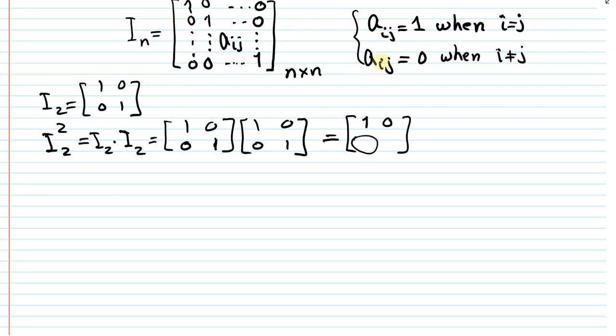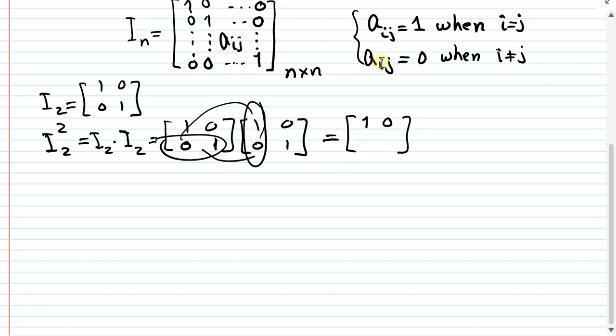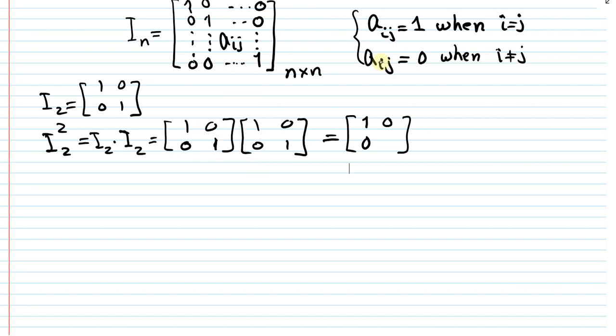And let's get the element in here. This would be second row, first column. Multiply 0 by 1, 1 by 0. Again, that product would be 0. And when you do the element in the second row, second column, you'll be multiplying 0 by 0 plus 1 by 1, which gives you 1. And lo and behold, you get an identity of order 2. True?